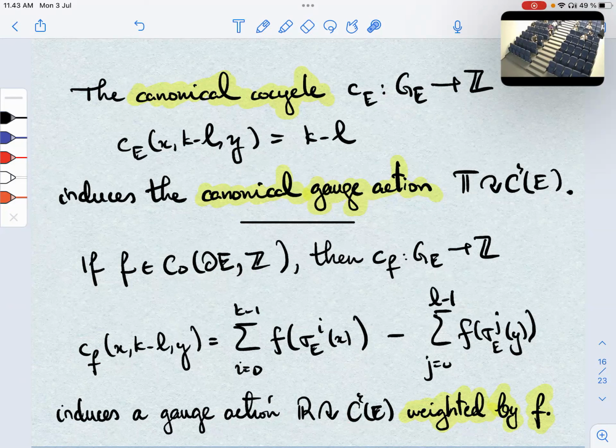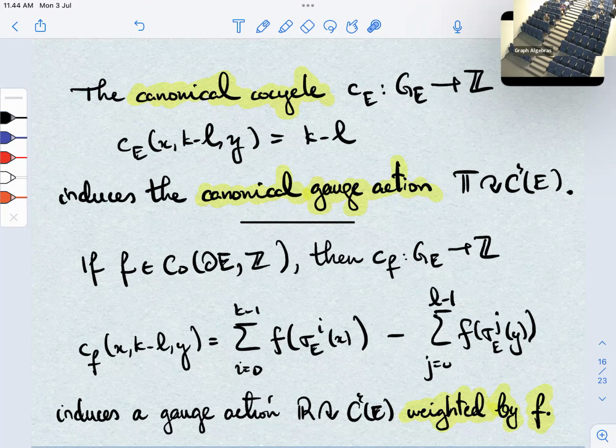So the weight comes from putting different weights on the edges, and that gives me a whole family now of gauge actions on the C-star algebra. And the important thing is that the conjugacy, as I said before, respects the canonical gauge action, but in fact, it respects all these weighted gauge actions as well. That's the crucial observation. Any questions to this? I'm being a bit brief about how this is defined. I just want to tell you that it can be done.